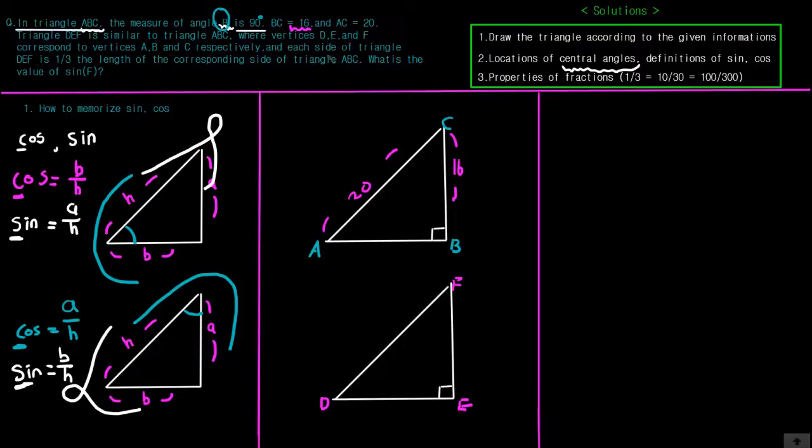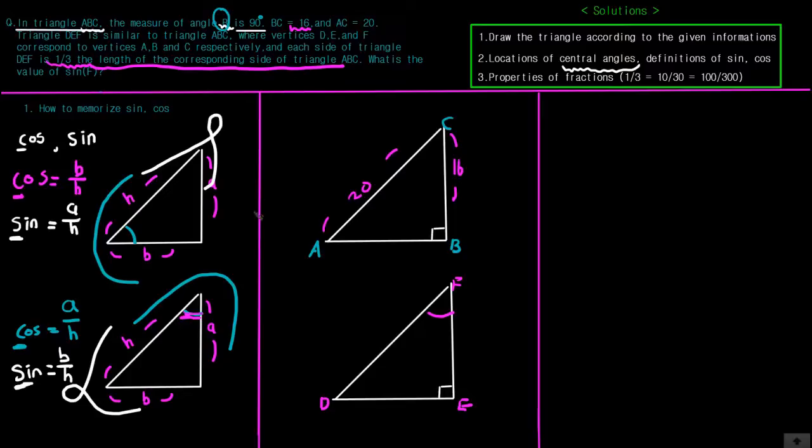And we know that each side of triangle DEF is 1/3 the length of the corresponding side of triangle ABC. We could have just used these properties that we learned to find sine and cosine. We could have defined the lengths by multiplying by 1/3, and then we know that the central angle in this case is F. And this is the same as the central angle located right over here.